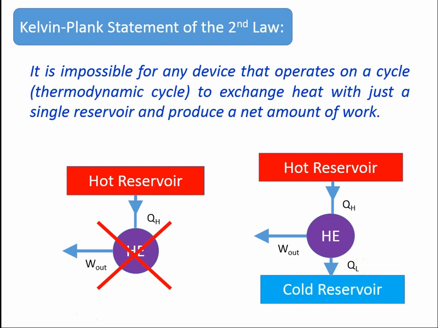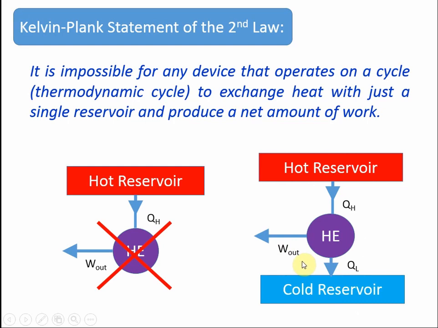Therefore, since part of the heat energy is released to the environment without converting into work, even in an extremely theoretical case, the efficiency of the heat engine cannot be 100%. It must be less than 100%.